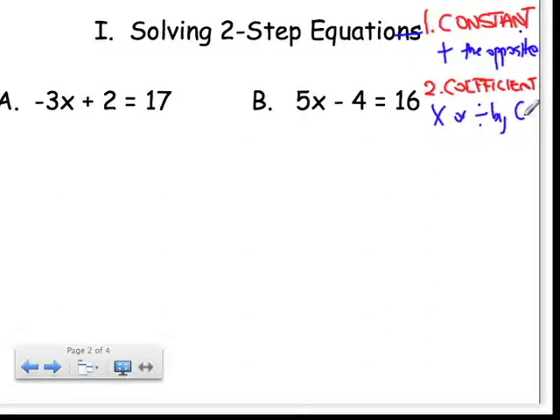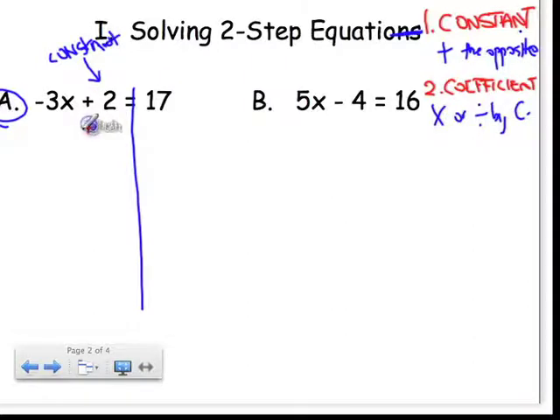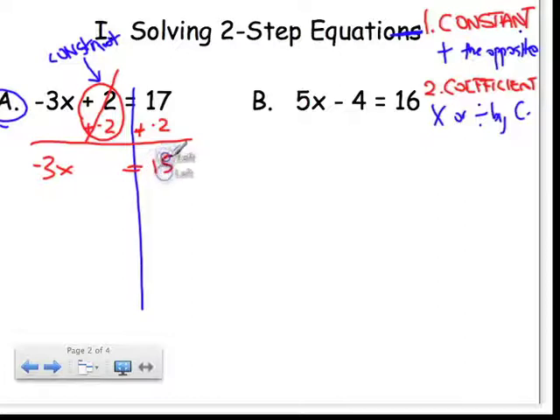So I'm going to start by looking at this equation, negative 3x plus 2 equals 17. I'm going to draw a line down the middle to make sure I do the same thing to both sides. I know my first step is to cancel the constant. The constant on the side of the variable is 2. In order to cancel the constant, I need to add the opposite. That would be adding negative 2 to both sides. 2 plus negative 2 equals 0 and cancels out. I have negative 3x equals 17 plus negative 2, that's 15.